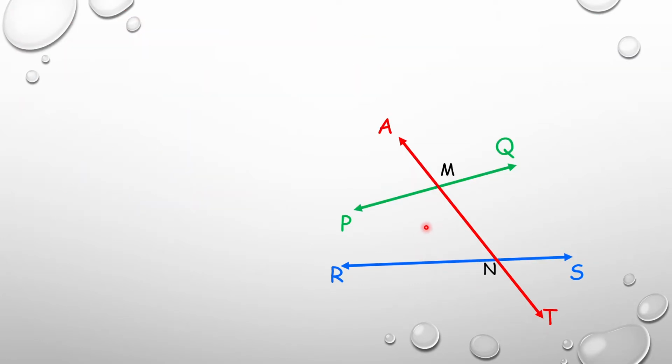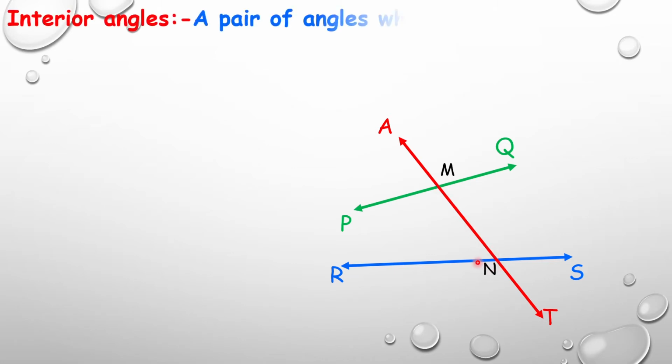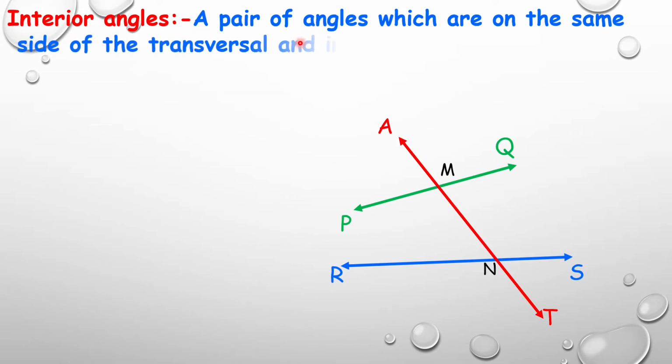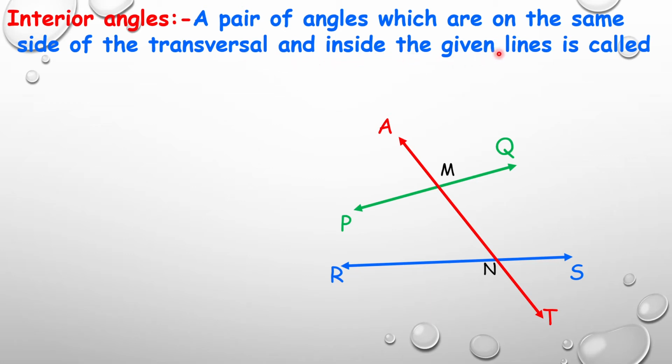For second pair we take the same figure. AT is the transversal of line PQ and line RS which intersect at point M and point N. Second pair is the interior angles. Definition of interior angle is a pair of angles which are on the same side of transversal and inside the given lines is called pair of interior angles.